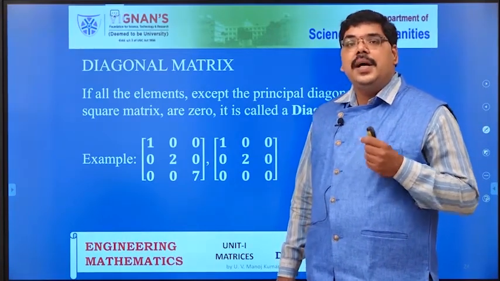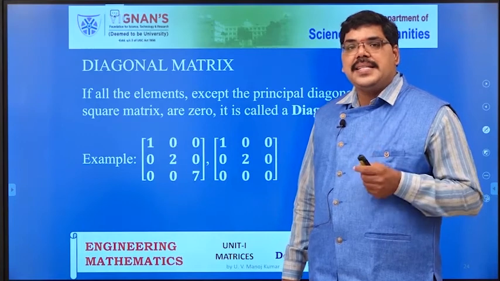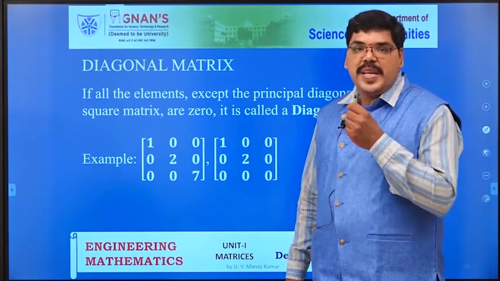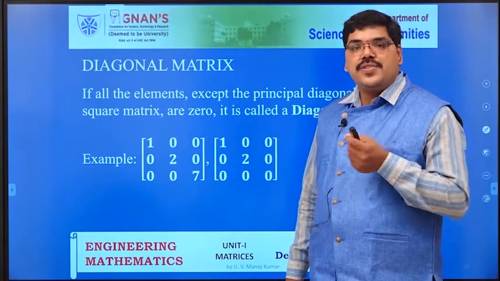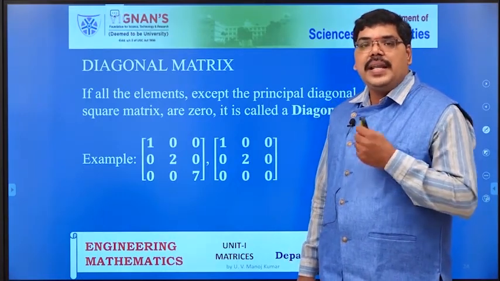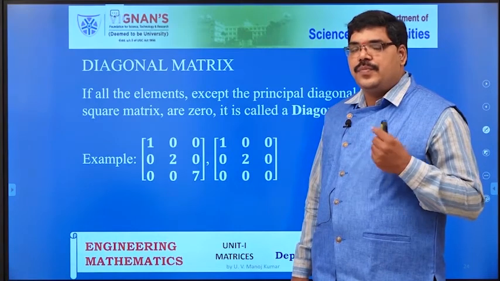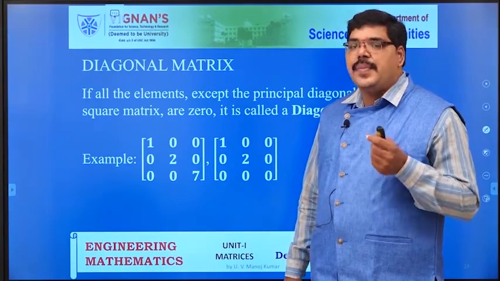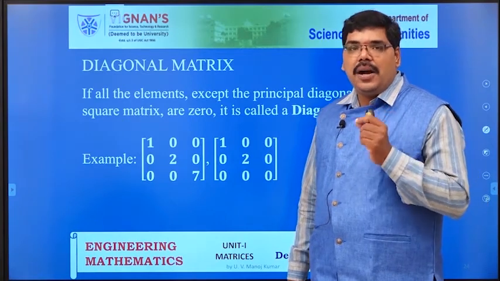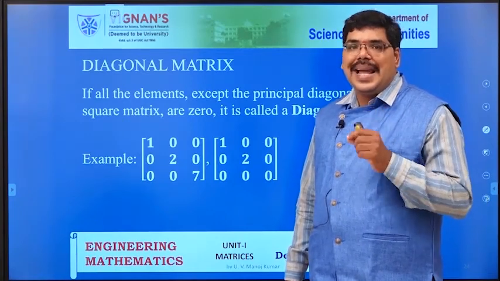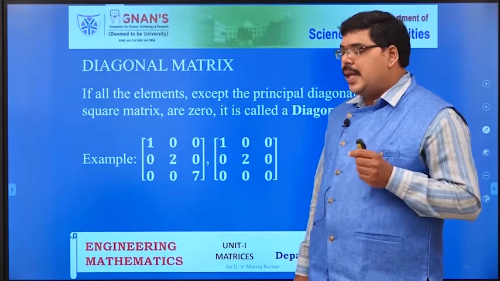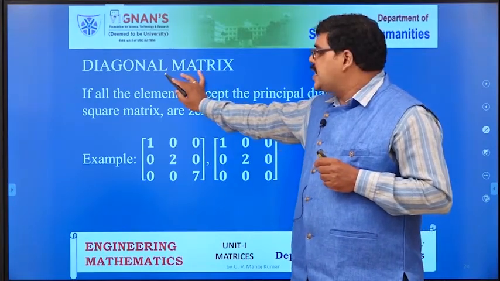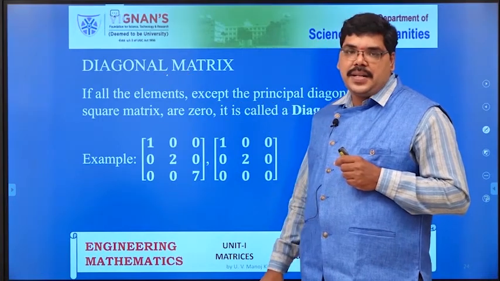We can classify matrices based on their size, based on their determinant, and also based on their appearance. Based on their appearance, we are classifying the matrices as diagonal matrix and triangular matrix. So here I am discussing the diagonal matrix.